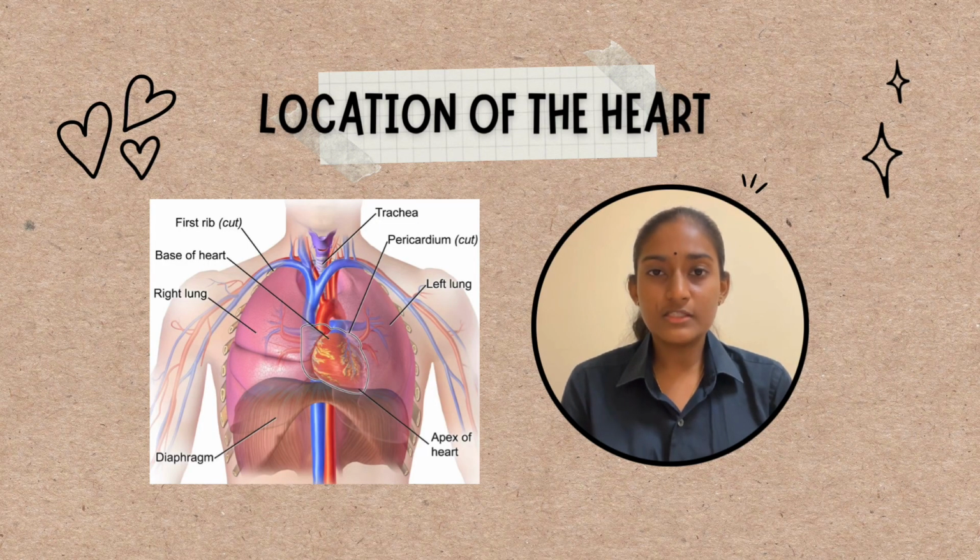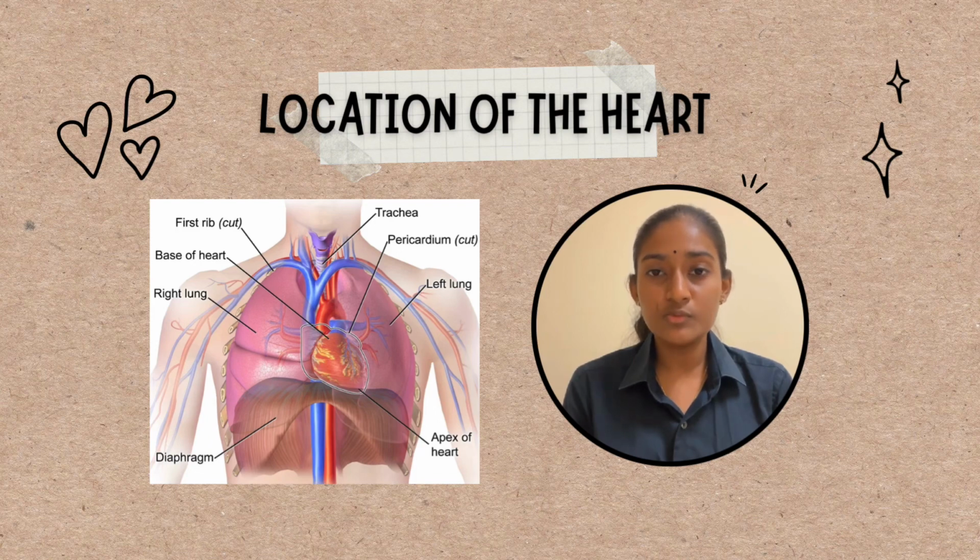The heart lies in the mediastinum. The mediastinum is a region between the lungs that stretches from the sternum to the vertebral column, and from the first rib to the diaphragm. The heart is bordered laterally by the lungs, posteriorly by the vertebral column, and anteriorly by the sternum. Separating the surfaces of the heart are its borders.